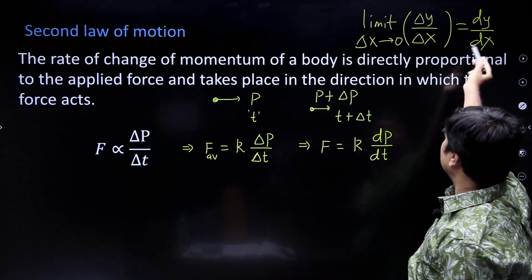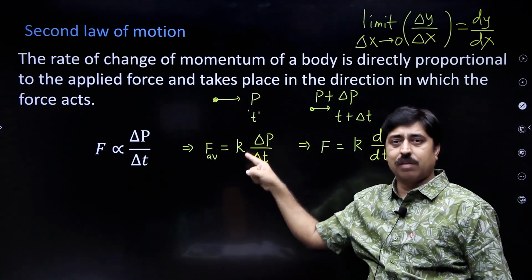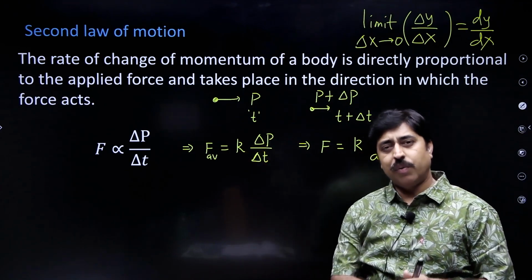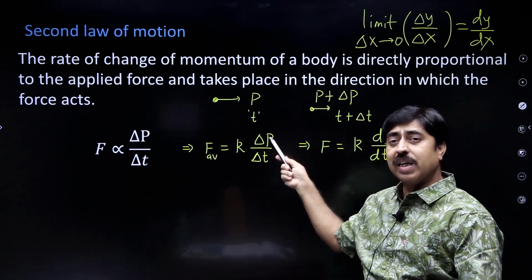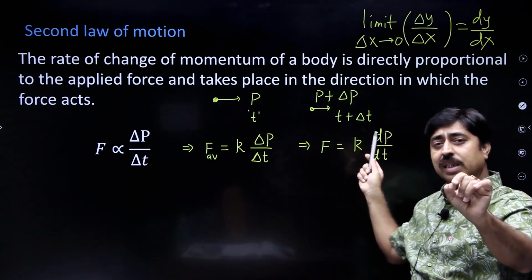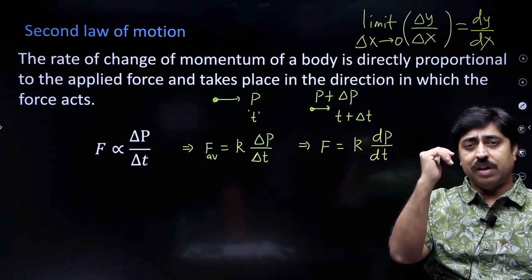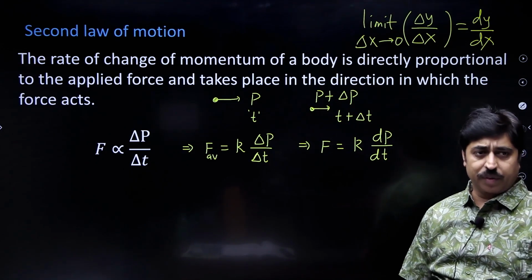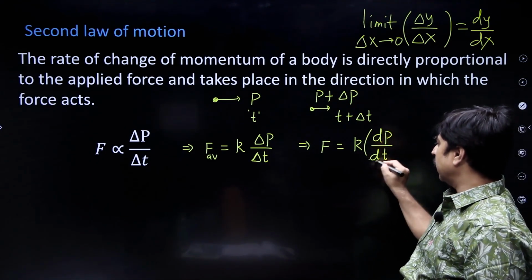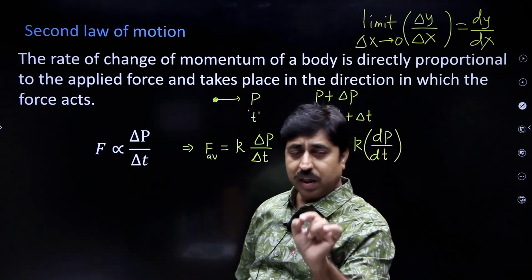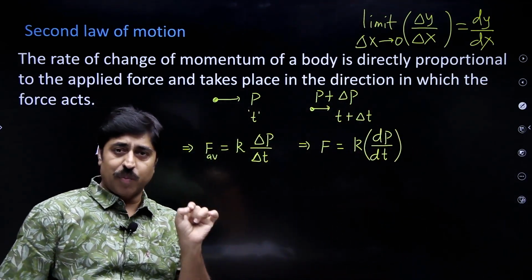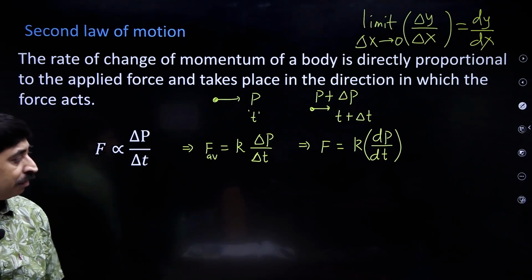I am just omitting this part. The value of this ratio when delta t is tending to 0 is written as dp by dt. It is read as differentiation of p with respect to t. So force is some constant into rate of change of momentum with respect to time. dp by dt is rate of change of momentum with respect to time.